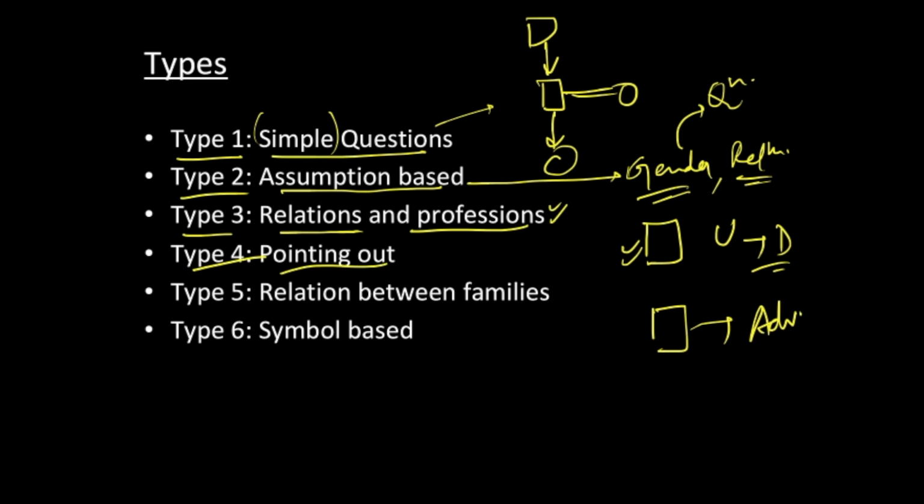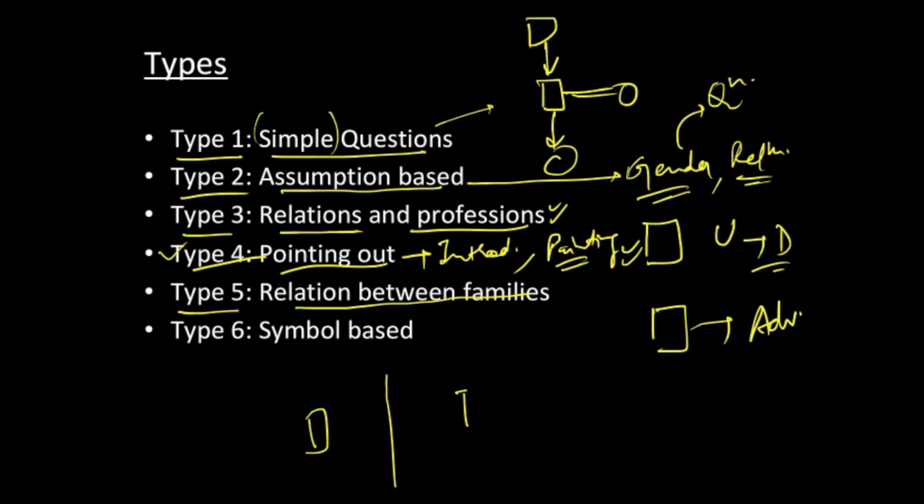In type 4 sort of question, there's going to be pointing out. So basically, there's going to be an introduction sort of scenario in a particular gathering, or there is going to be, let's say, a painting at which someone would be pointing and then explaining the relationship with the painting. So this sort of question forms your type 4. Again, in type 5, there's relation between families. So there's going to be one particular family on this side, and then another family on this side, and there could possibly be one particular marriage alliance which would connect these two families, right? So this also forms an interesting scenario, and we'll have a look at it once we deal with the questions.